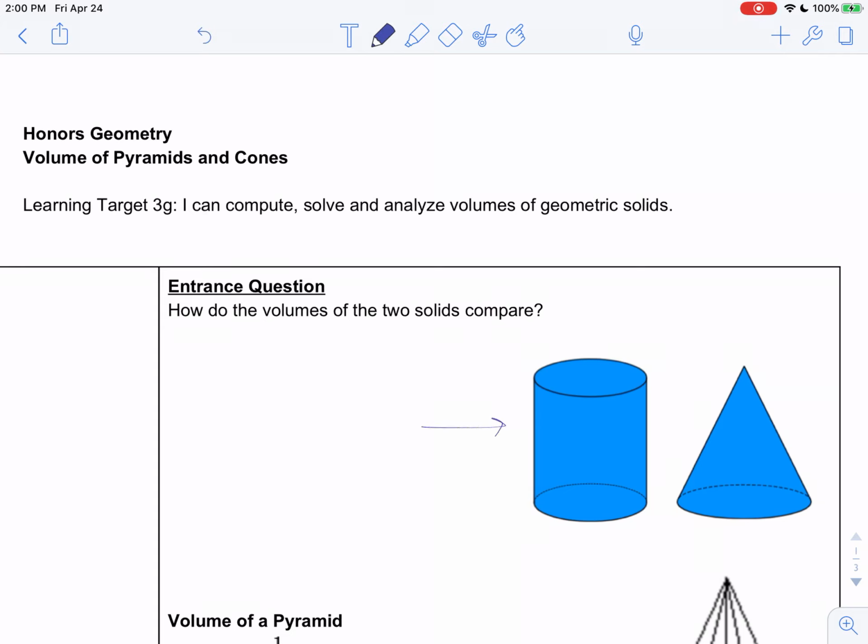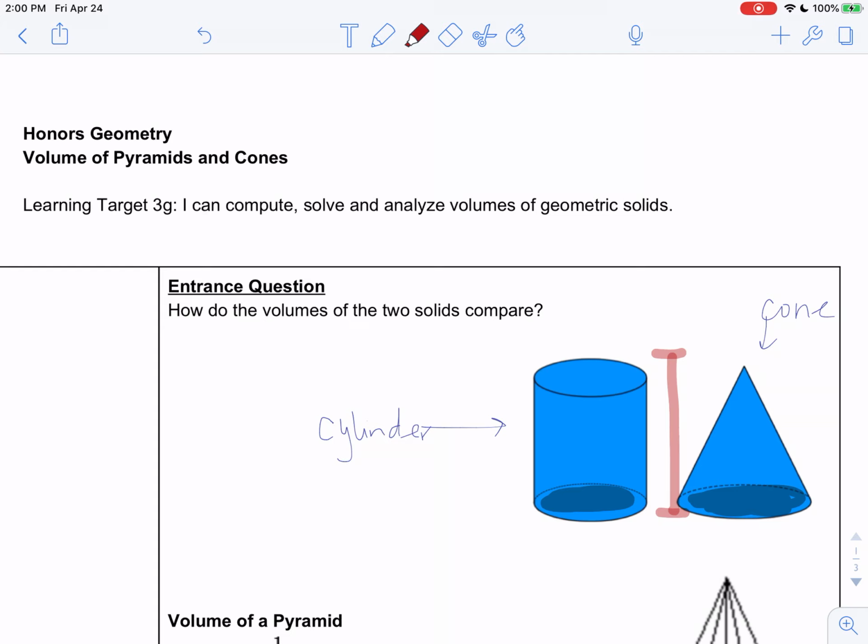You'll notice that we have a cylinder hanging out here on the left-hand side and a cone hanging out here on the right-hand side. I want you to assume that the base is the same size and shape, and that the height for both is the exact same. So please take a moment, pause the video, and see if you have a prediction for the relationship between that cylinder and that cone.